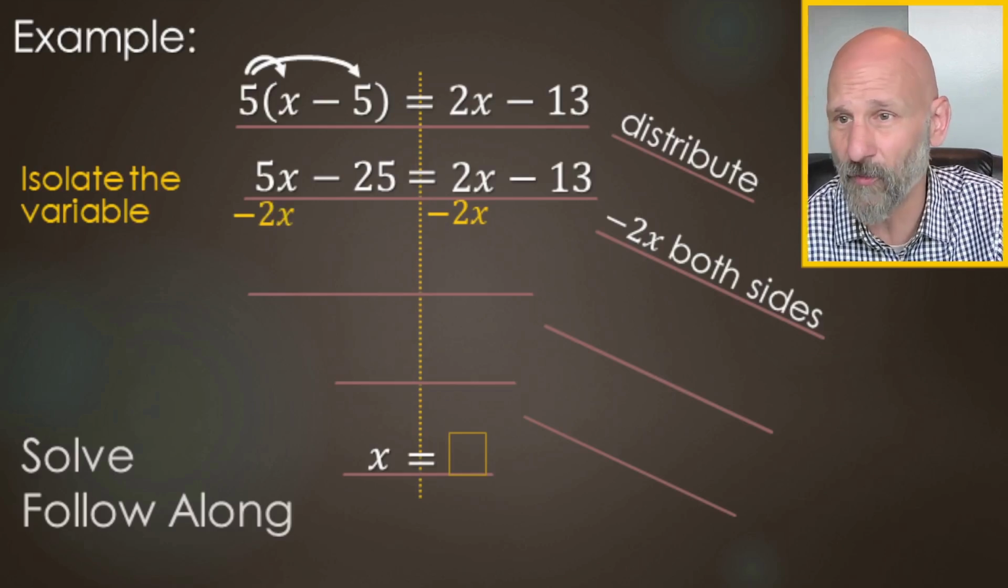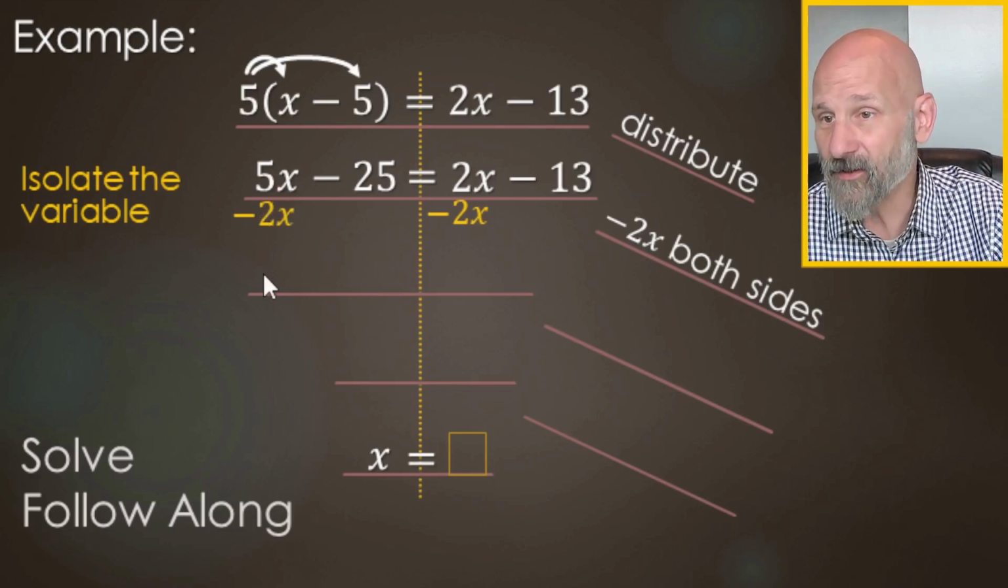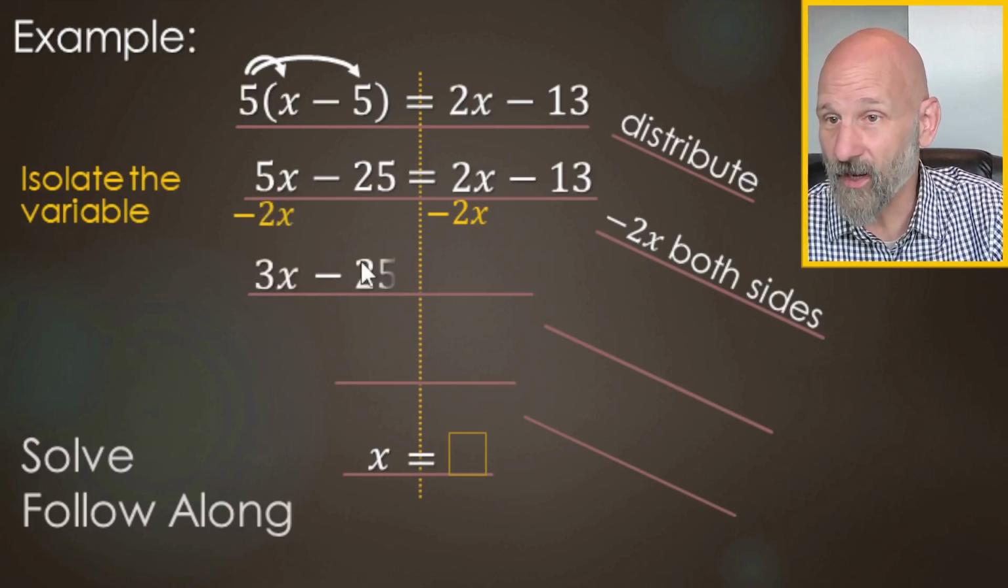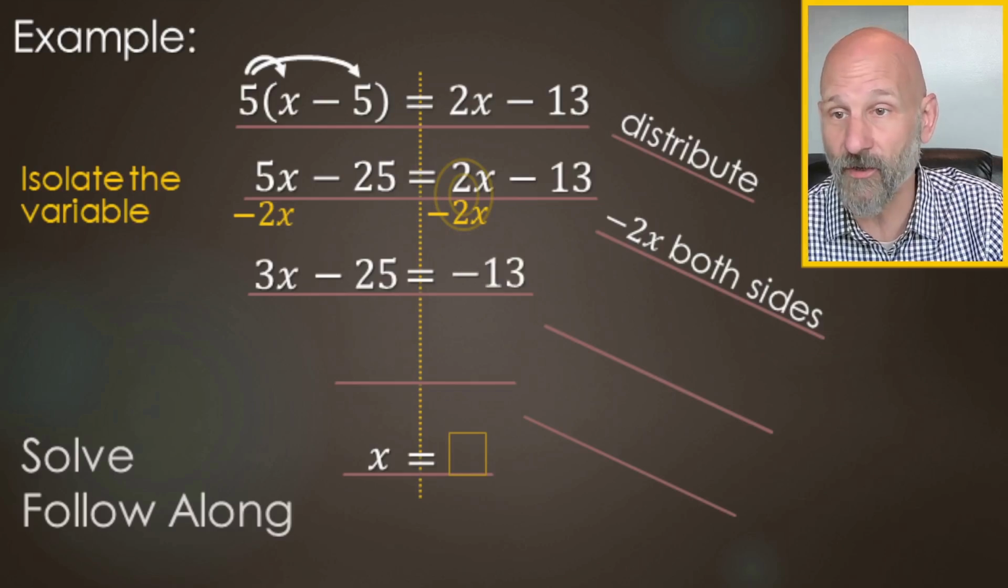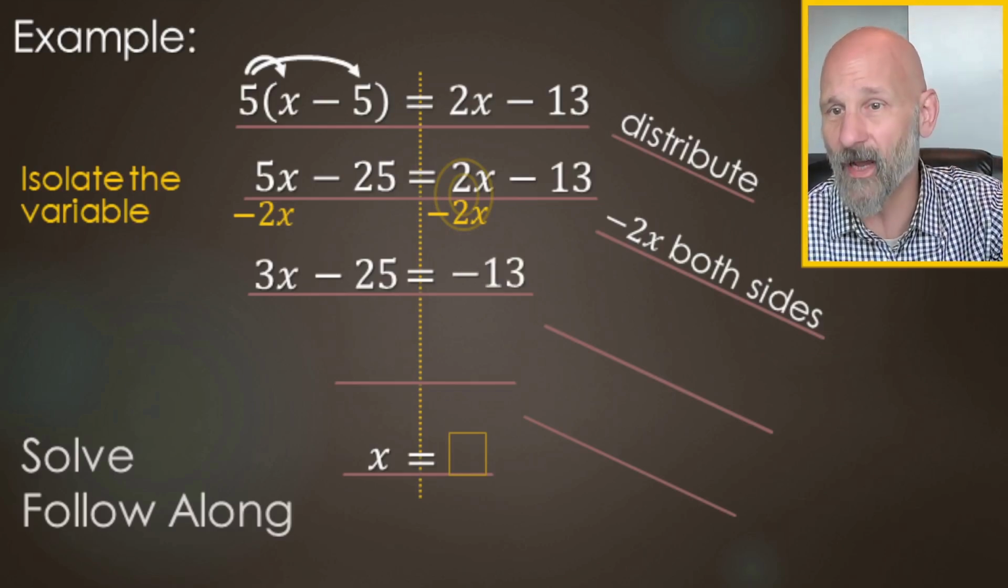So now we just go left to right. 5x minus 2x makes 3x's. We still got the minus 25, the equals, and then check this out, 2x minus 2x, no more x's, just the minus 13. And now we have the basic two-step equation.